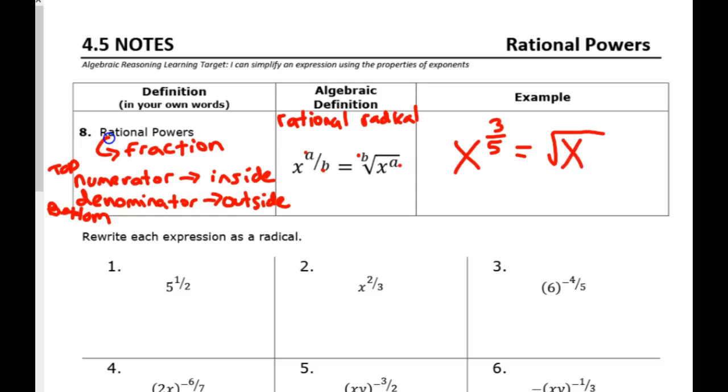Now, again, top goes in, bottom goes out. That's the rule, okay? So what's the top of the fraction? Top of the fraction is what? 3, and that's going to go in, meaning right here on the inside.